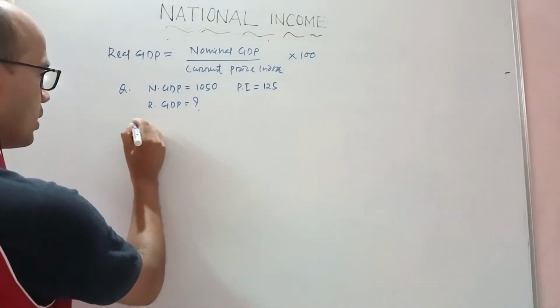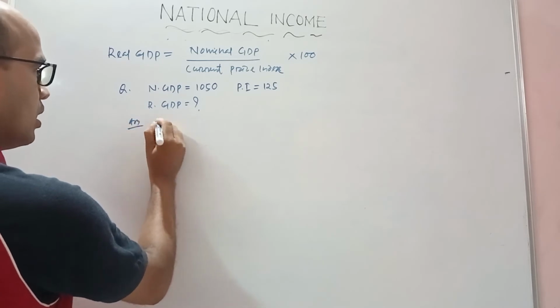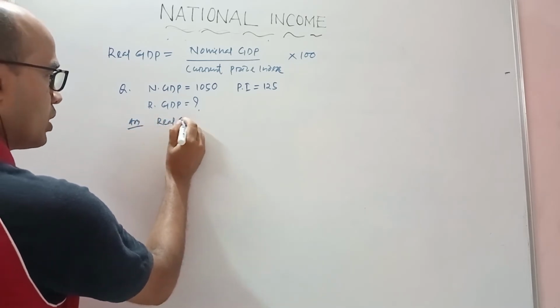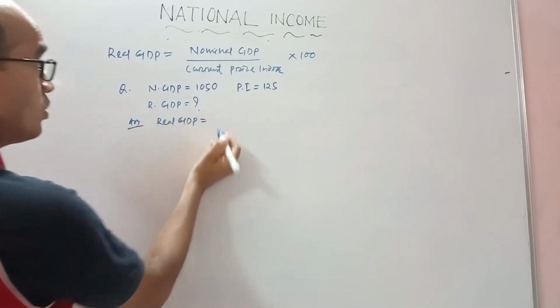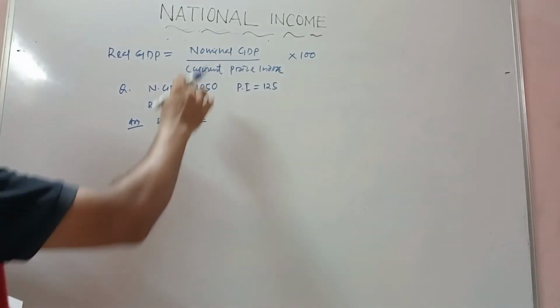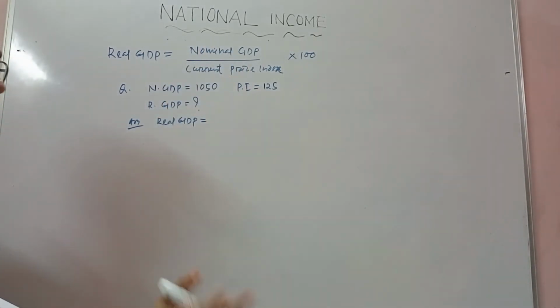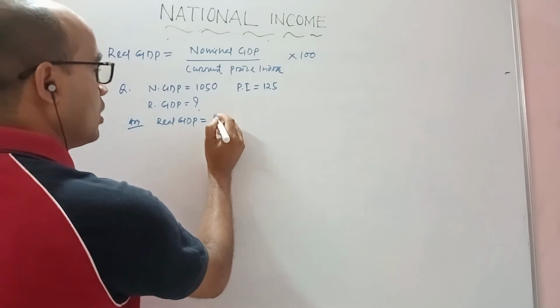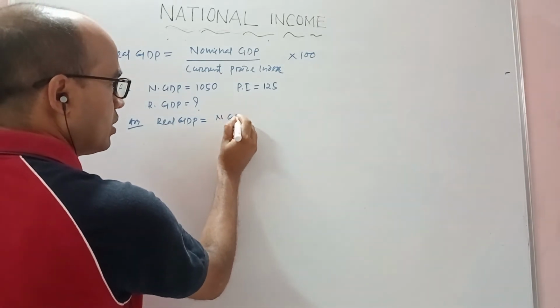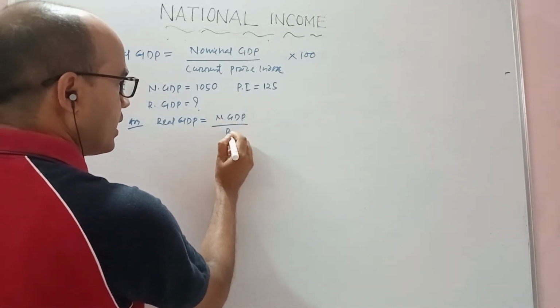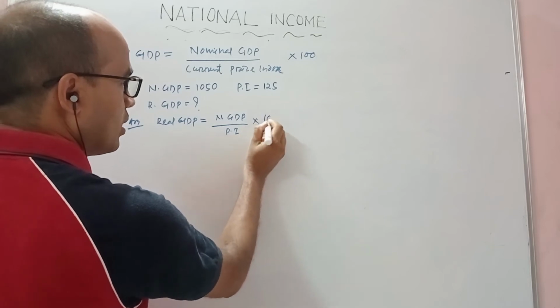So your answer: real GDP is equal to nominal GDP divided by price index into 100. I have already written the formula, but you write the formula in the examination. First, nominal GDP, price index into 100.